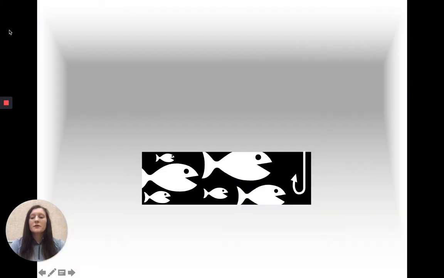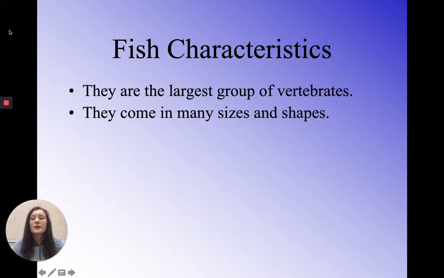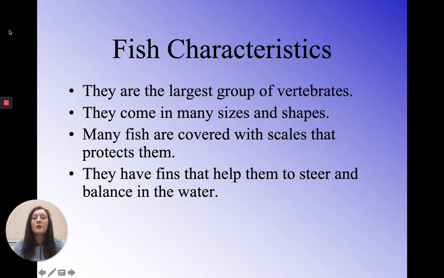First off, we're going to talk about the classification of fish. So here are characteristics of fish themselves. Fish are the largest group of vertebrates. And as many of you know, fish come in many different shapes and sizes. Many fish are covered with scales that protect them, and they have fins that help them to steer and balance in the water.